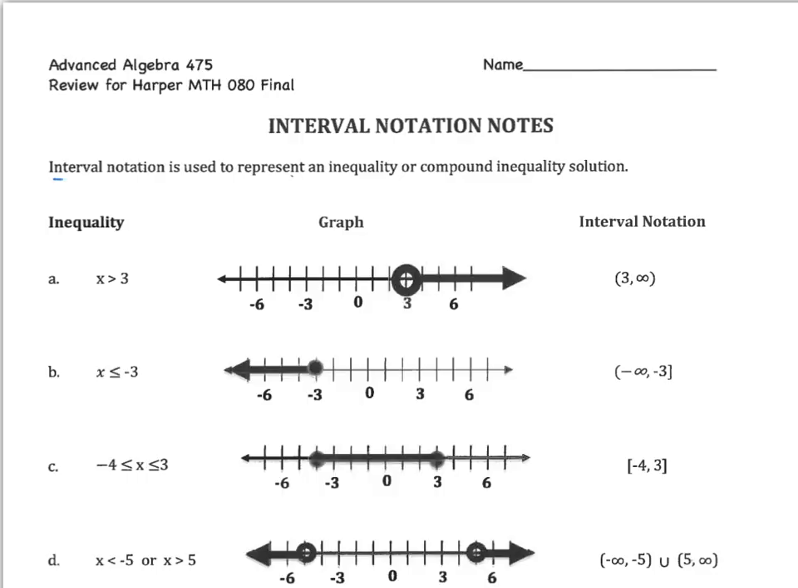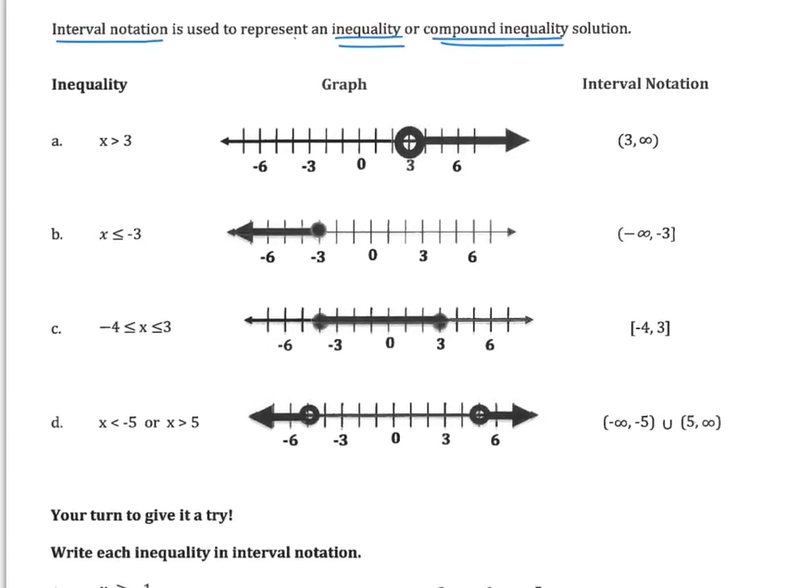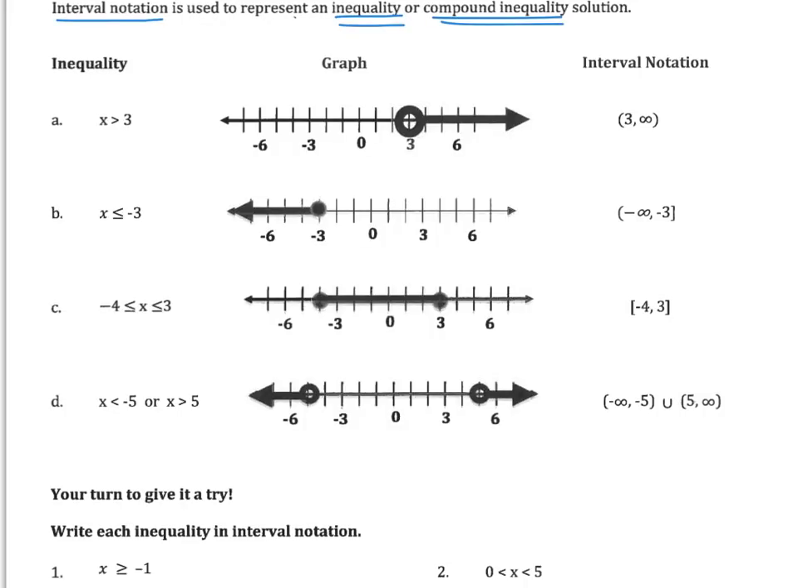So at the top, you can see that interval notation is used to represent an inequality or a compound inequality. So it's just another way of expressing an inequality. As you can see, there's three different ways to express an inequality: the inequality itself, a graph, and then the new stuff is interval notation. So let's first start by looking at the inequality and the graph, because that we've seen before.